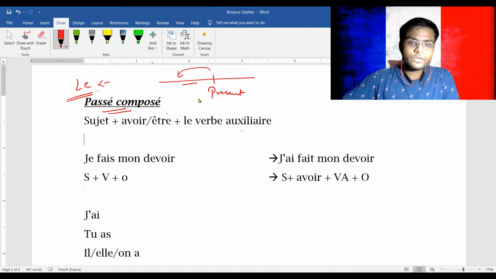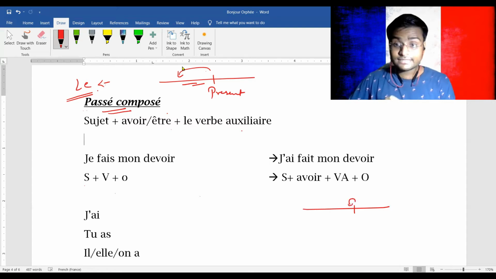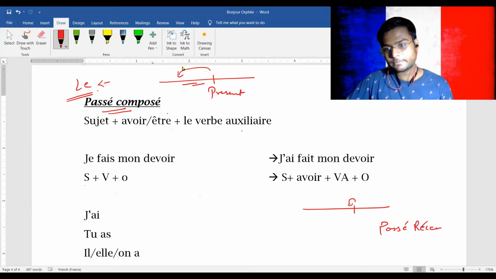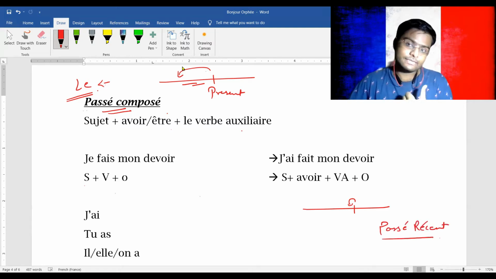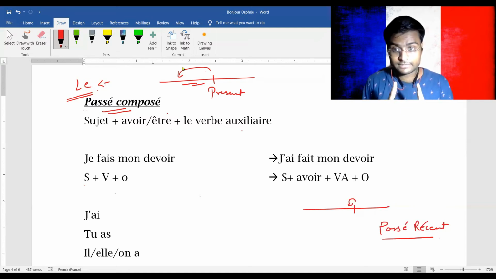Second thing: anything that just happened is not your past, it is passé récent. Passé récent, recent past. There is a difference between recent past and past tense. All right, always keep this in mind. Rule number one: anything which has started in past tense and ended in past tense. Second, anything just before the present, remember the word, just before the present, is your passé récent, not your past tense. Recent past, not your past tense.